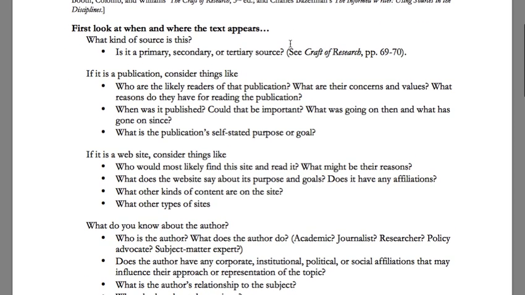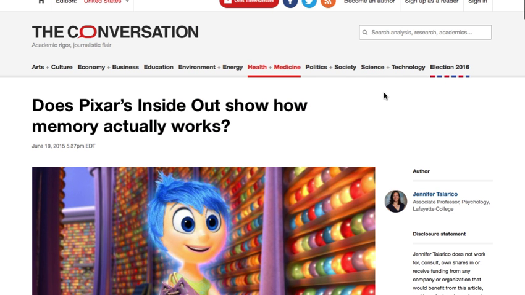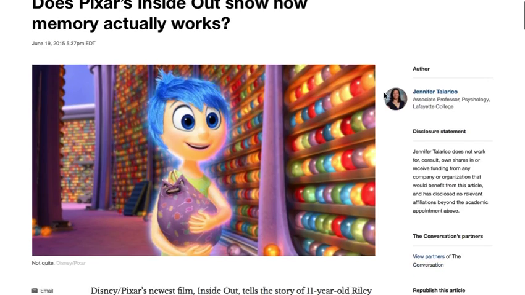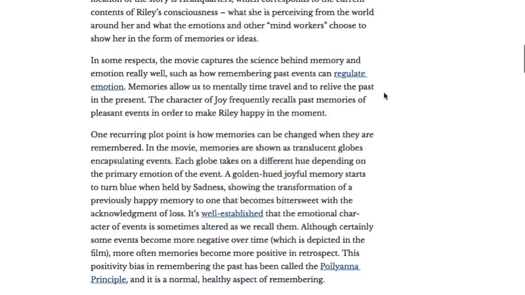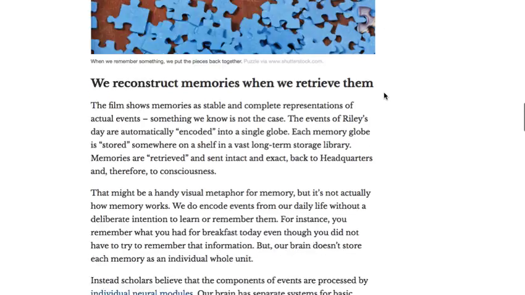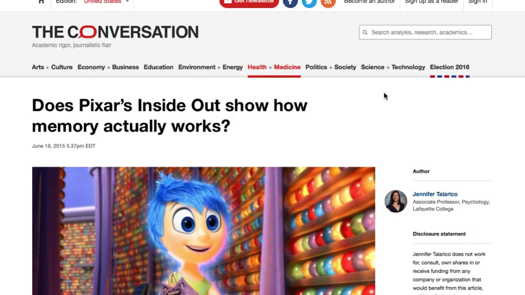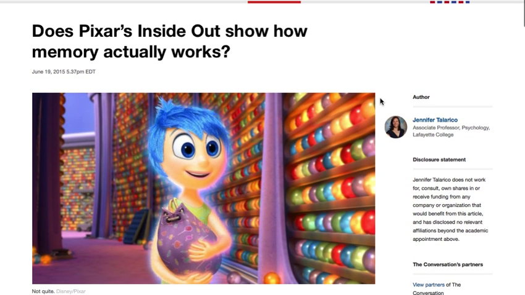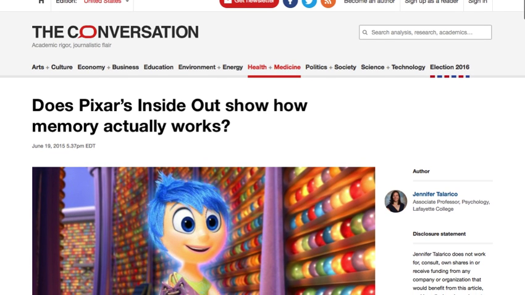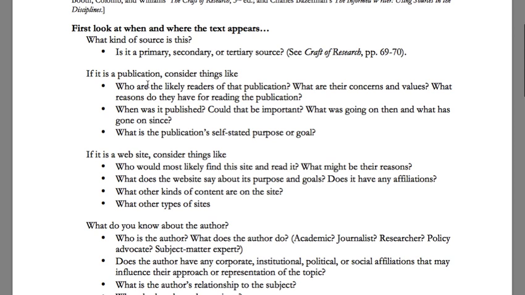First thing it asks us to do is, what kind of source is this? Is it a primary source, secondary source, tertiary source? Let's take a look at the article here. If you've read it, you're going to know that this is what Booth, Colomb, and Williams would identify as a tertiary source. It is a piece written for a general audience which is based off of scholarly sources. So, it's a tertiary source.